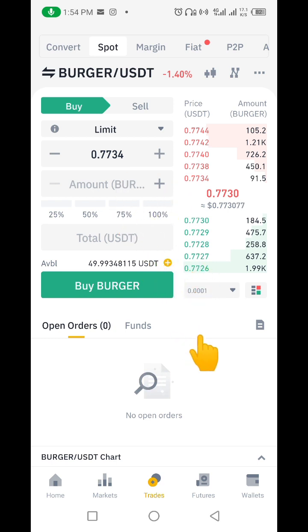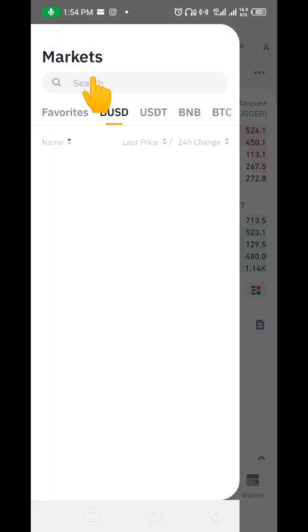Okay, so let's go back to the trade here now. So here on this trade, you need to find a particular coin that you think will appreciate in price or you think will depreciate in price. So it's either you are buying that particular coin or you are selling that particular coin. Now that is where analysis comes into place. I'm going to click on this icon here now. If you check up here, you can see this burger. If I want to trade this burger now, it means I'm going to be buying this burger with USDT.